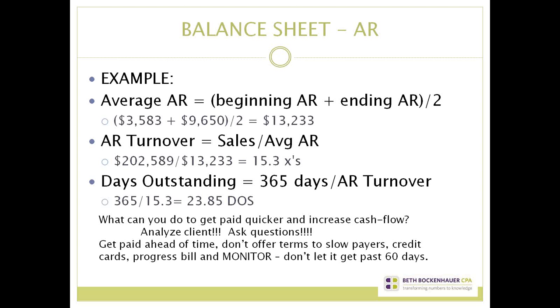So this company turned its AR over 15.3 times, and if we calculate that out to days, 365 divided by 15.3, the days outstanding in our AR is 23.85, and if we're offering terms of 30 days, we have awesome payers. Those are the types of clients we want to have. So what do you do to get paid quicker and increase cash flow and have a good AR turnover?